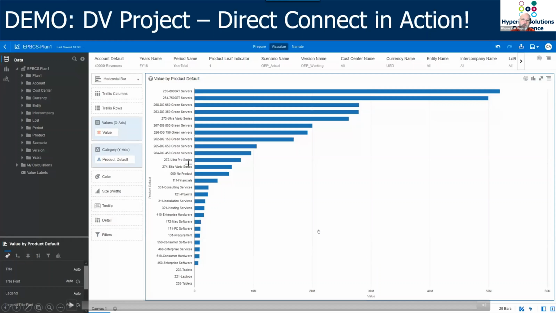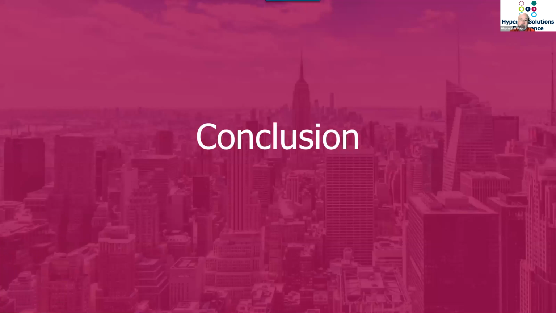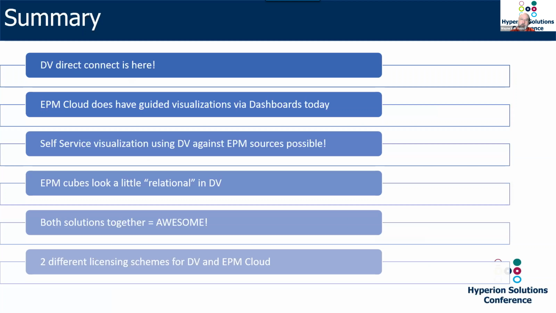So, in conclusion, yes, we do have direct connection. The EPM Cloud does have guided visualizations for dashboards that Opal showed, and they are improving. We have seen Dashboard 2.0 extend a lot of that capability.